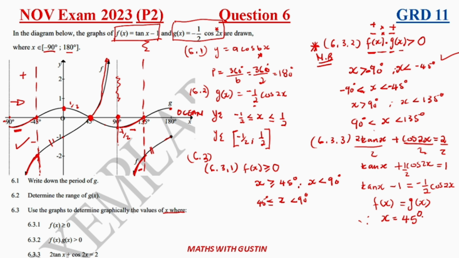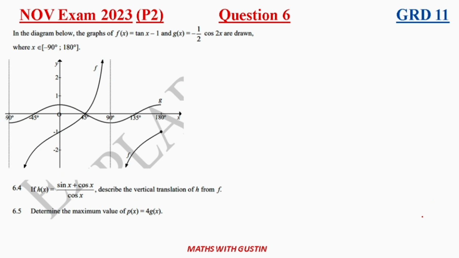All right, let's move on to 6.4. Okay, here we are, 6.4. It says that if h of x is given by sine x plus cos x all over cos x, describe the vertical translation of h from f. So this is from f. So let's come here, 6.4. So basically we need to describe what happened for f of x to become h of x.